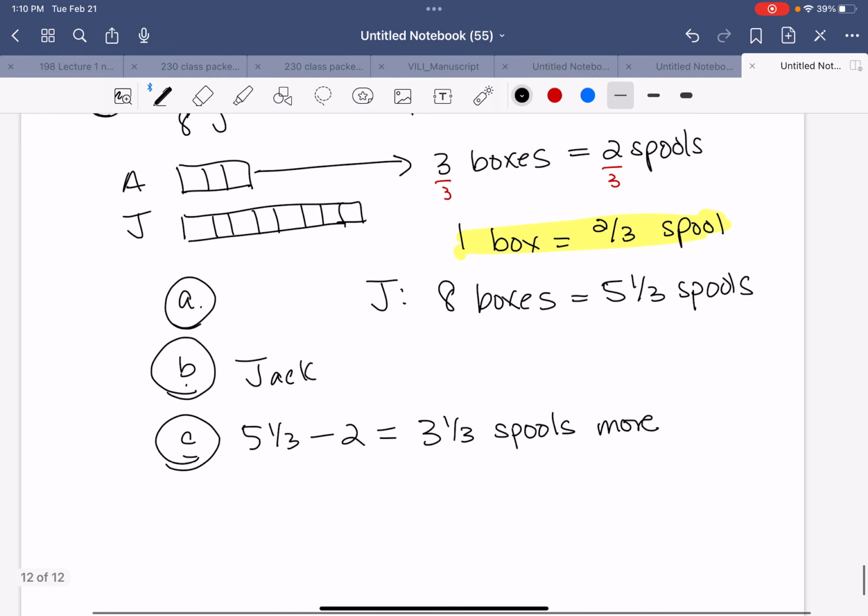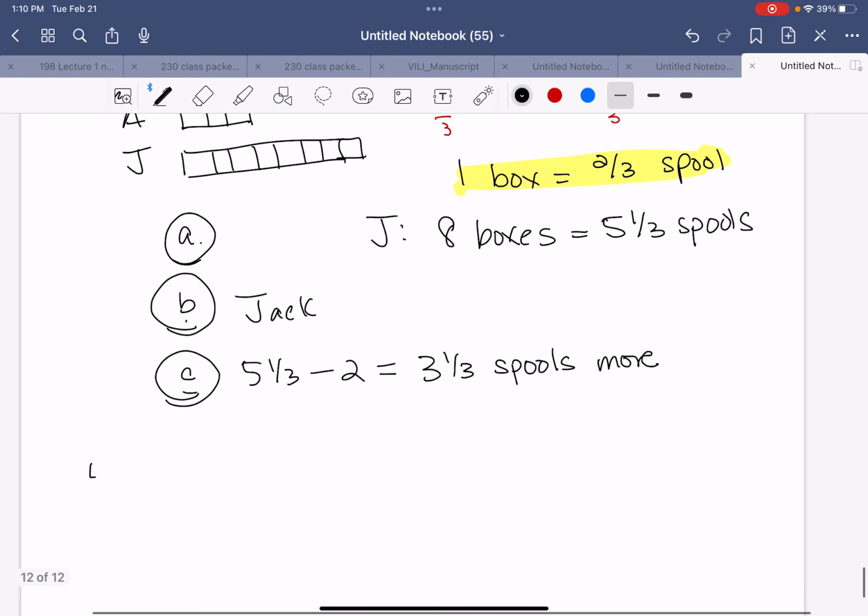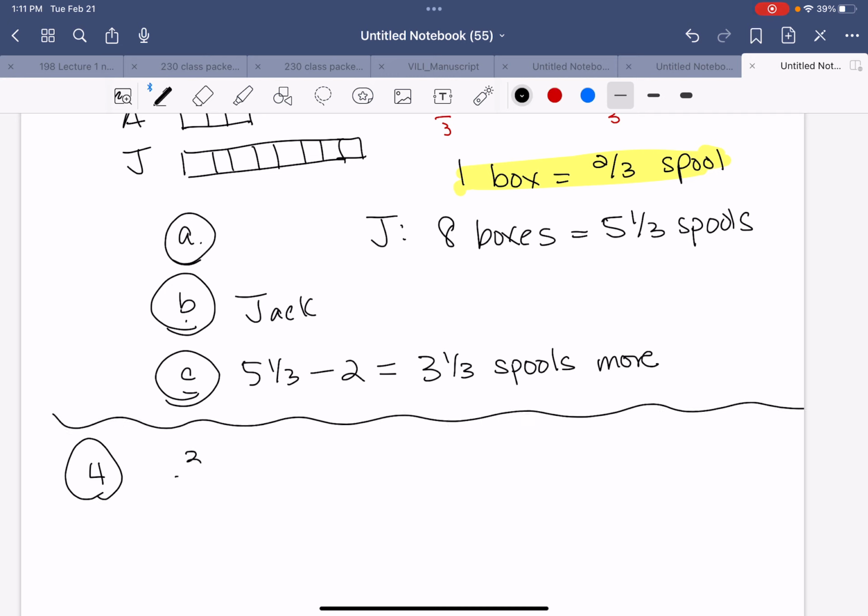Number 4, we're jumping to number 4. Mary used 14 meters of ribbon to make bows and strips. She used 3/4 as much ribbon for bows as she did for strips. How many meters of ribbon did she use for bows and how many for strips? Okay, so we've got a ratio of 3 to 4, and that is bows to strips. And we know that it's 14 meters for both.